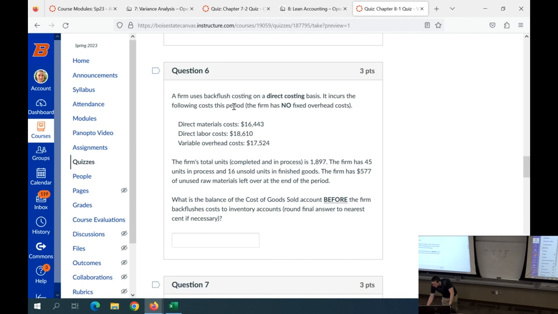It incurs the following costs this period. All right, so it has these three categories of product costs that it incurs. The firm's total units in process is 1897. Total units completed and in process is 1897. The firm has 45 units in process and 16 unsold units in finished goods.